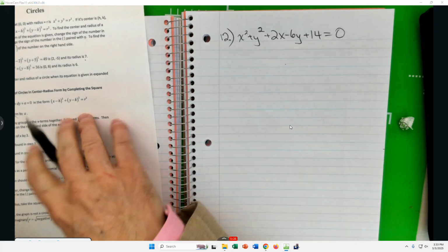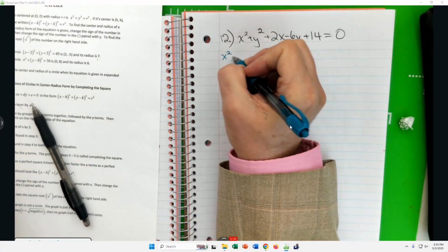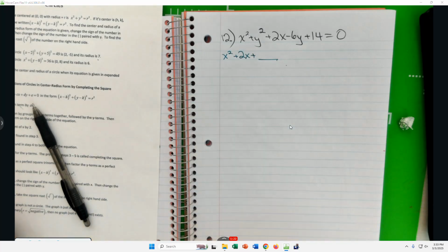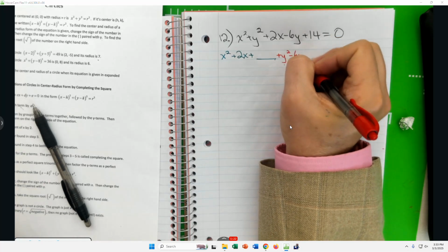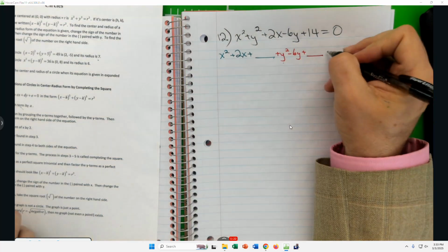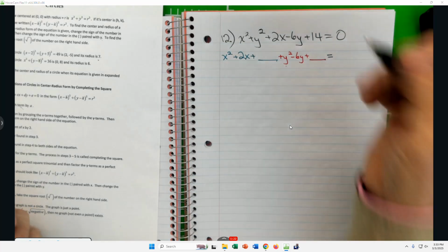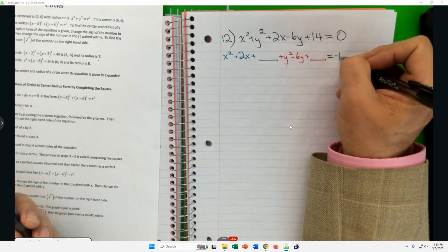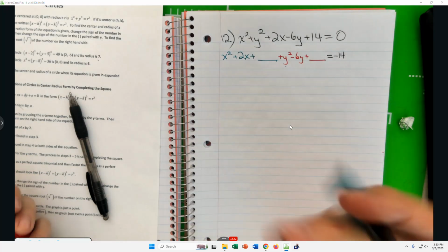Group our x terms together. X squared plus 2x plus, skip some space. Now we'll group the y terms together. Y squared minus 6y plus, skip some space. What have we got on the right-hand side? What am I going to write to the right of the parentheses? Negative 14. You have to make sure the constant term's over on the right-hand side.